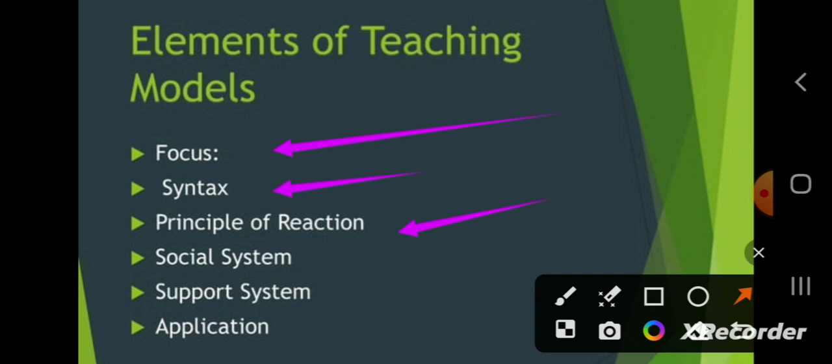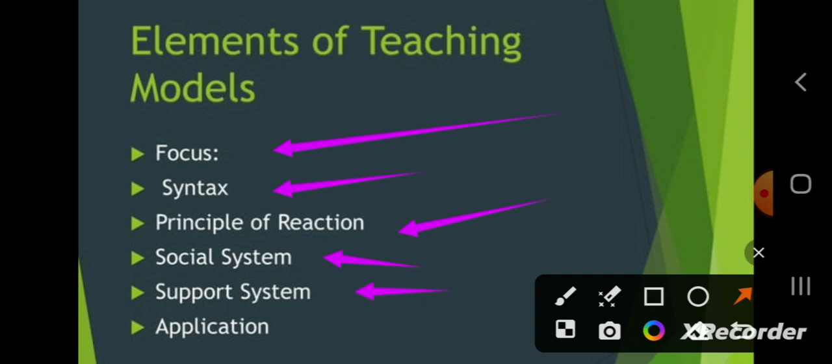Principle of reaction. This element involves how the teacher responds to students' needs and behaviors. It includes feedback mechanisms and adjustments made during instruction to support students' learning. Social system. This pertains to the classroom environment and the interaction between students and teachers. It includes the norms, roles, and relationships that impact how teaching and learning occur.